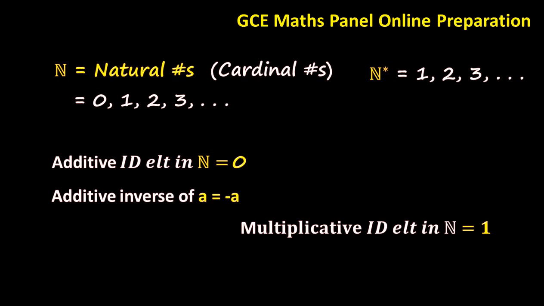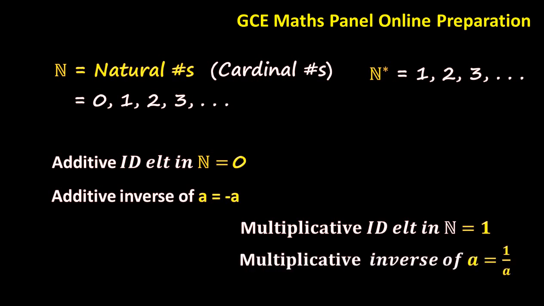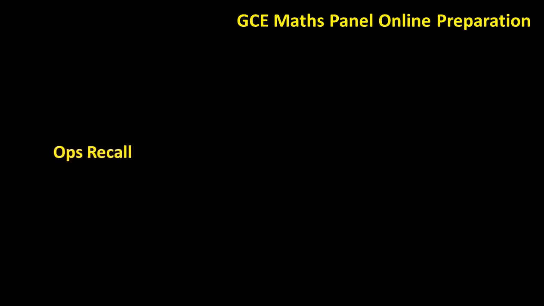And for the multiplicative identity element, which is 1, 1 is that number that when you multiply any number by 1, the number remains unchanged. Under this operation, the multiplicative inverse of any element is 1 divided by that element. So it's just the same as the reciprocal of the element.